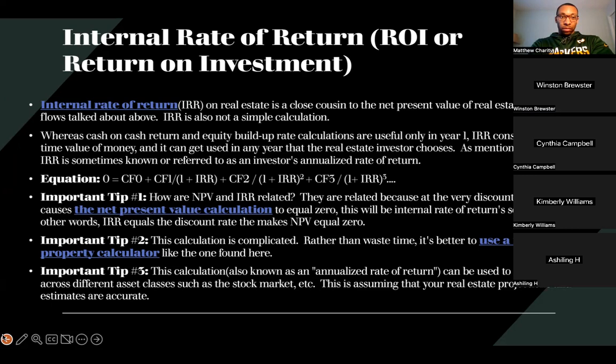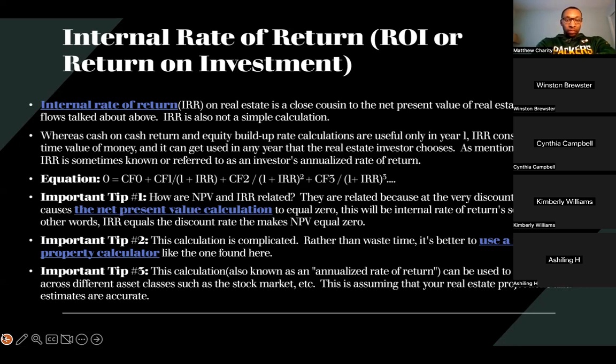Whereas cash on cash return and equity calculations are useful only in the first year, this calculation considers the time value of money. Remember, I told you, when you get into time value of money, you're in way above my level of expertise. So I can't even do that. So don't ask me any questions about this formula, because basically what I'm telling you about it here is all I know about it. But the thing that makes it useful is it's useful in any year, not just that first year. And so this is your annualized rate of return.